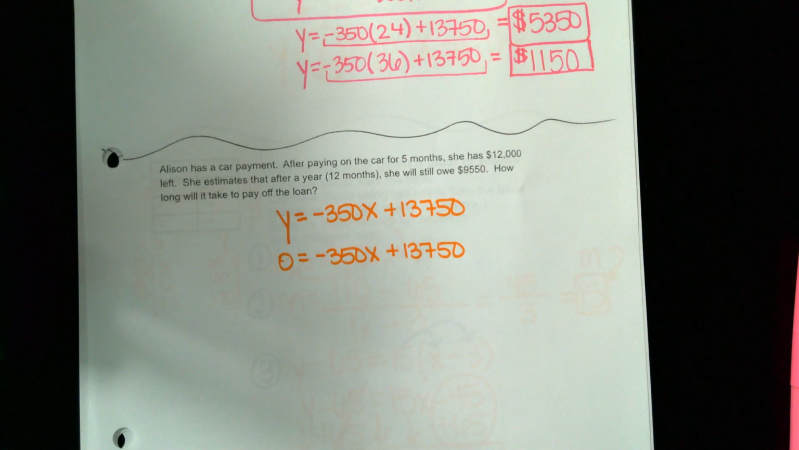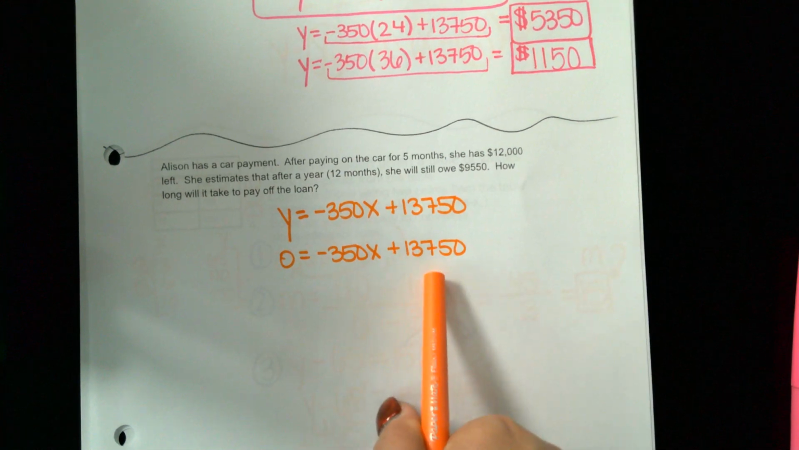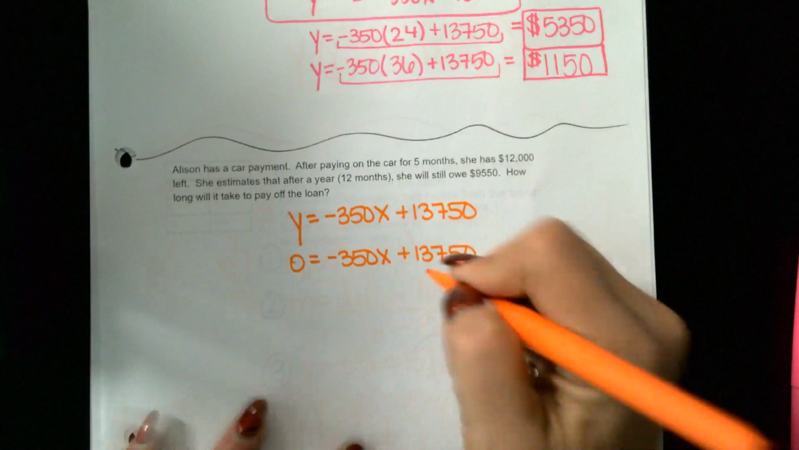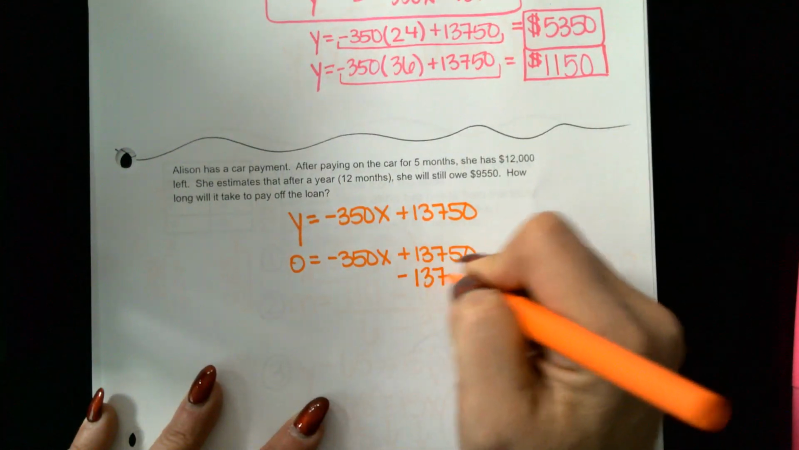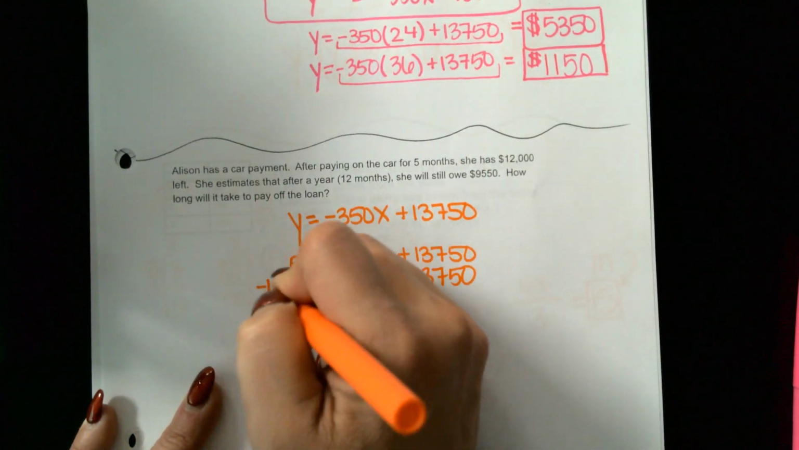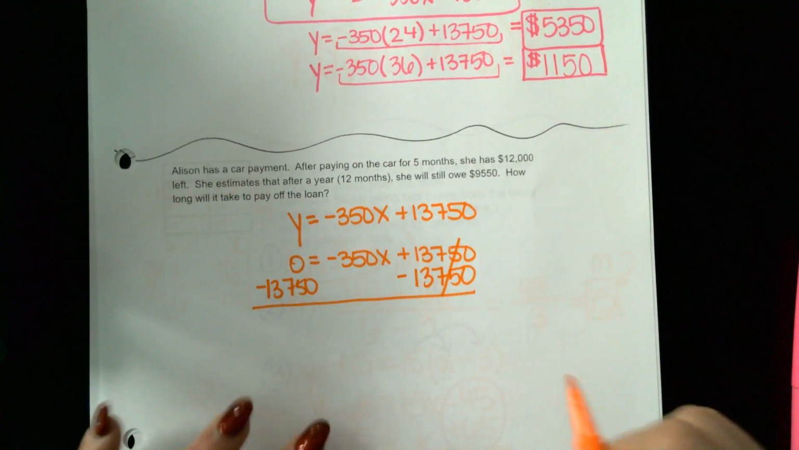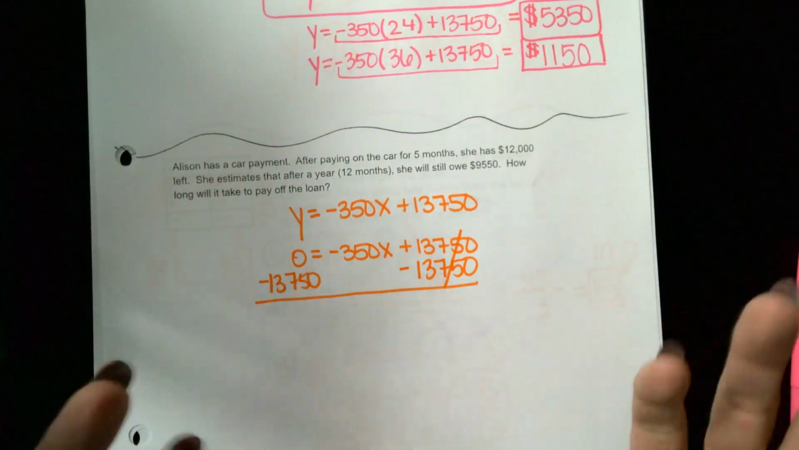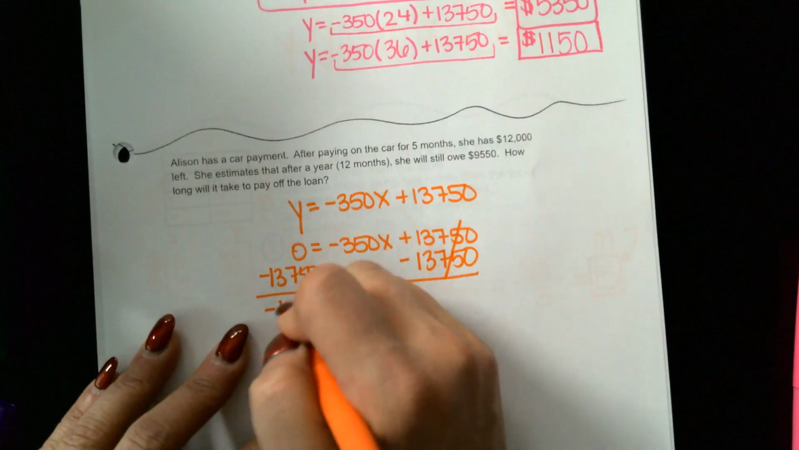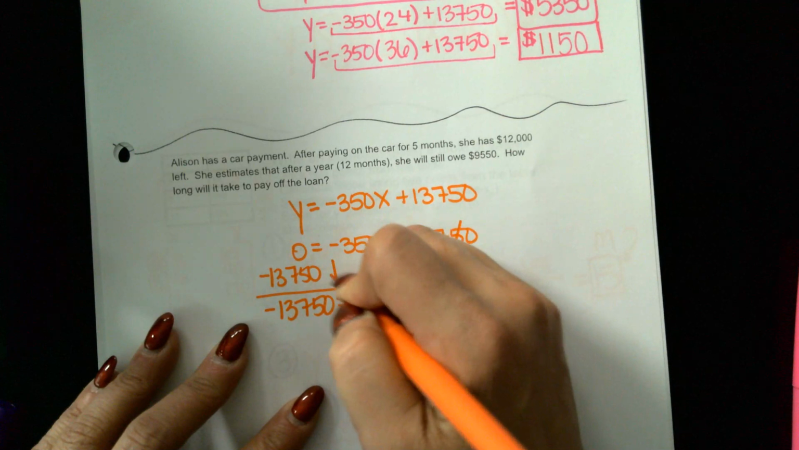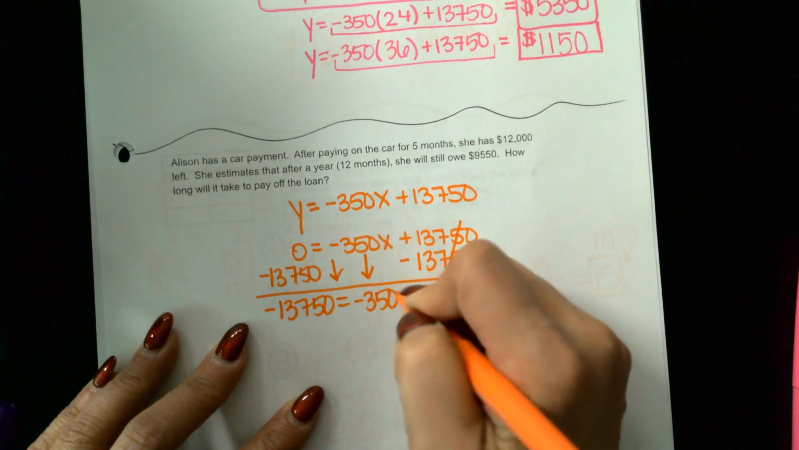We don't add or divide right now. We subtract this one and move it over here. We got to get x by itself. So if it says plus, we do minus, right? Now, the good news is you're just subtracting it from 0. So isn't it just going to be this number but negative? So negative 13,750 equals, and then just bring down the negative 350x.